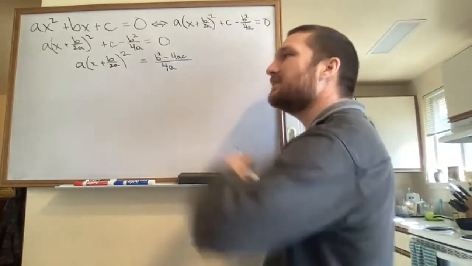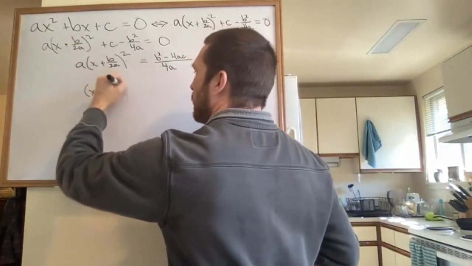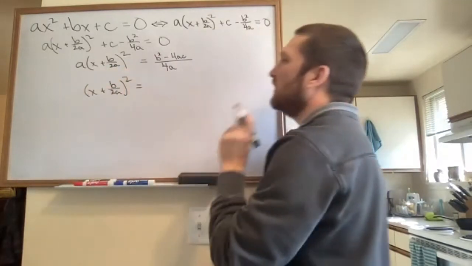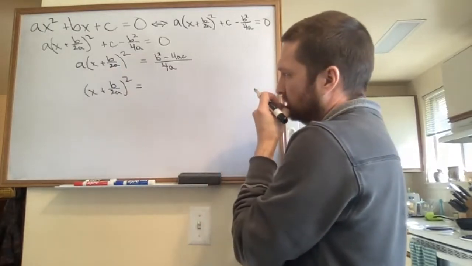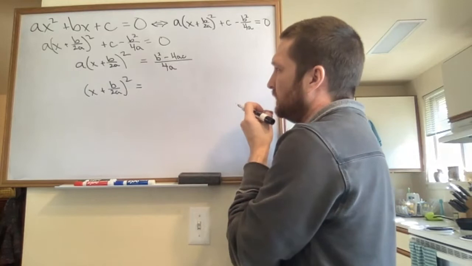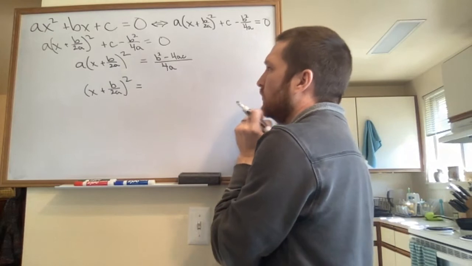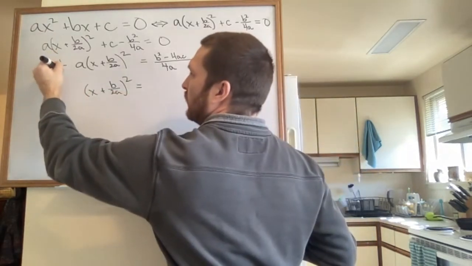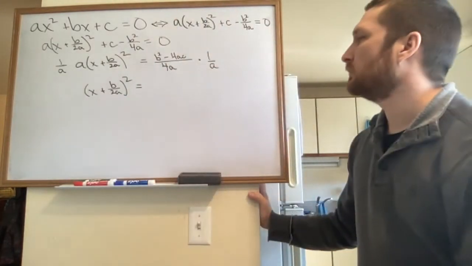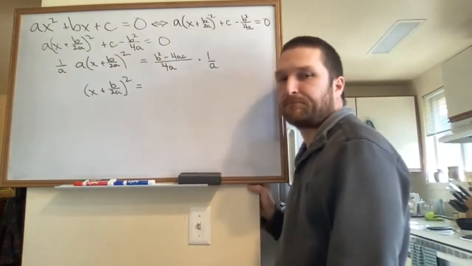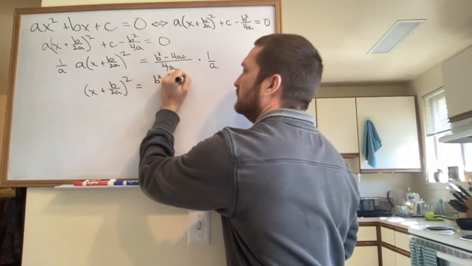Divide by a. Divide both sides by a. Exactly. So that gives me an x plus b over 2a quantity squared equals, you tell me what I need to write on the right hand side. The numerator is not going to change. Numerator, 4a squared then?